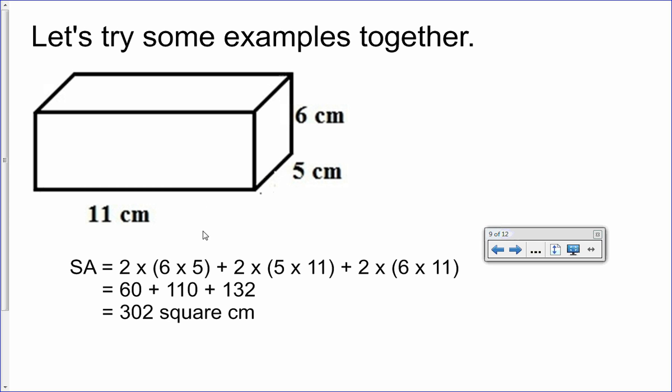Very important to follow order of operations here. I'm going to do all of my multiplying first. Then I'm going to add. That will give me 302 square centimeters.